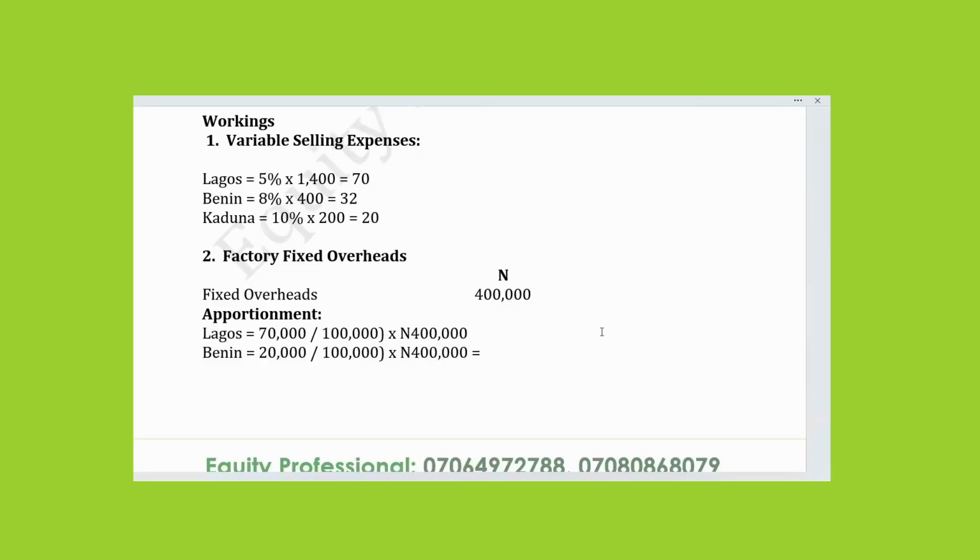So what do you have here? First one is 280,000. Then the second one, 80,000. The third one, 40,000. Everything will give us 400.